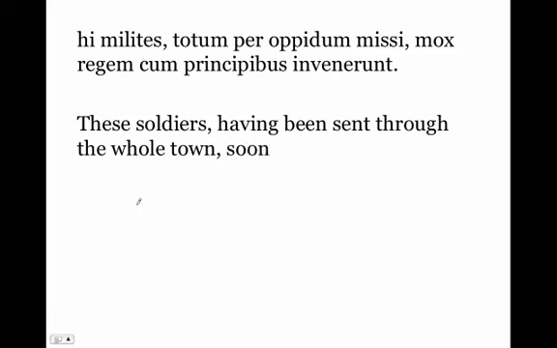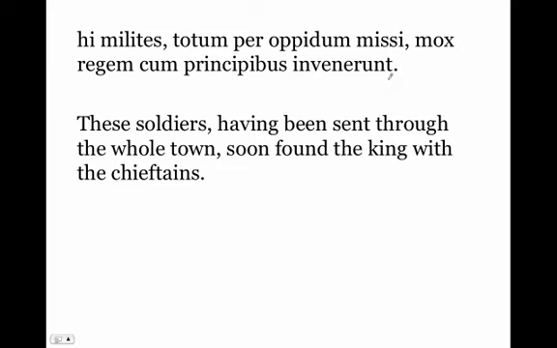What did they do? Mox, soon. Soon the king. But we don't want to bring regem in now. Regem is an accusative. It's the object of the verb. So instead of translating soon the whole king, soon found the king. Again, remember, run to your verb. Soon found the king, cum principibus, with the chieftains.